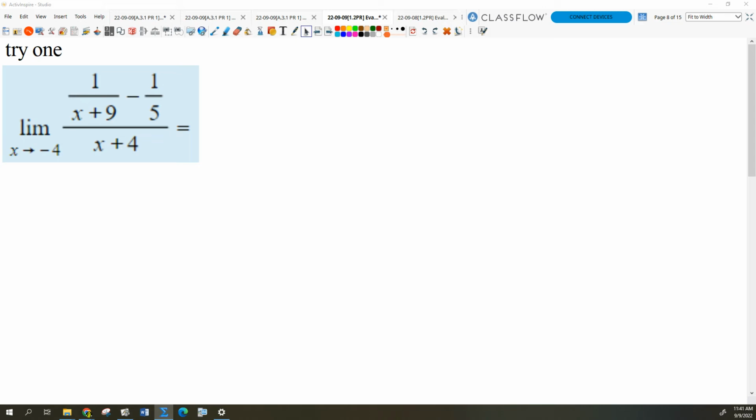And of course, we'd want to try it first, but if I evaluate this at -4, can everybody verify that it becomes 0 over 0? So we do have to do more work on this.